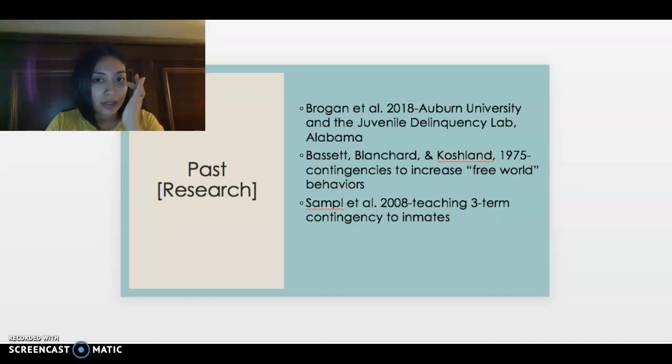Past research. So in 2018, Auburn University's ABA program collaborated with the Juvenile Delinquency Lab in Alabama to provide ABA services to incarcerated youth. They show that there were improvements in the participants' behaviors, including a decrease in their aggression. They addressed behavior problems, including encopresis, noncompliance, disrespect towards staff, and poor academic performance.